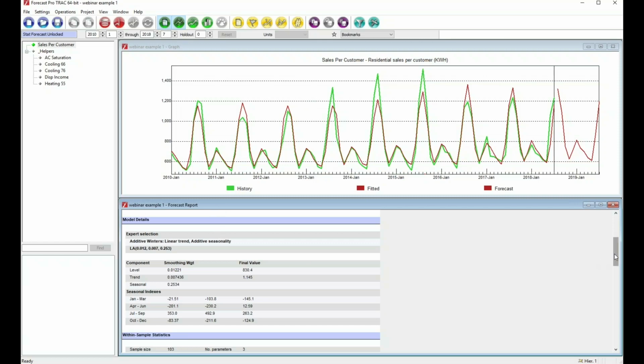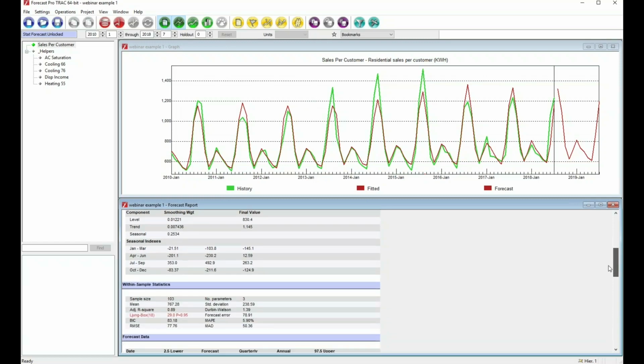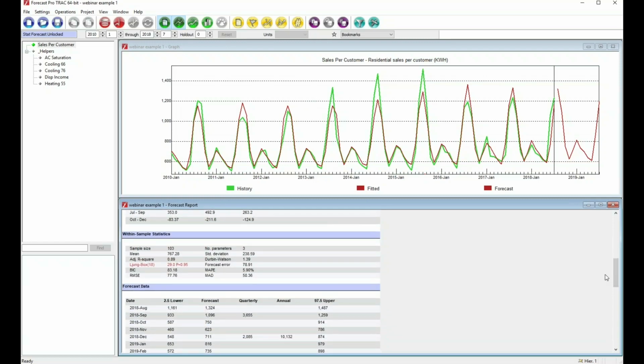And actually, before we do that, in terms of the baselining, one of the things that we're going to want to be able to do is compare some of the quantitative goodness of fit measures for our baseline model to our regression model. So what we have down here is we have an adjusted R-squared of 0.89, and that means that our additive Winters model is explaining about 89% of the variability in historic electric sales, and we have a MAPE of 5.9%.